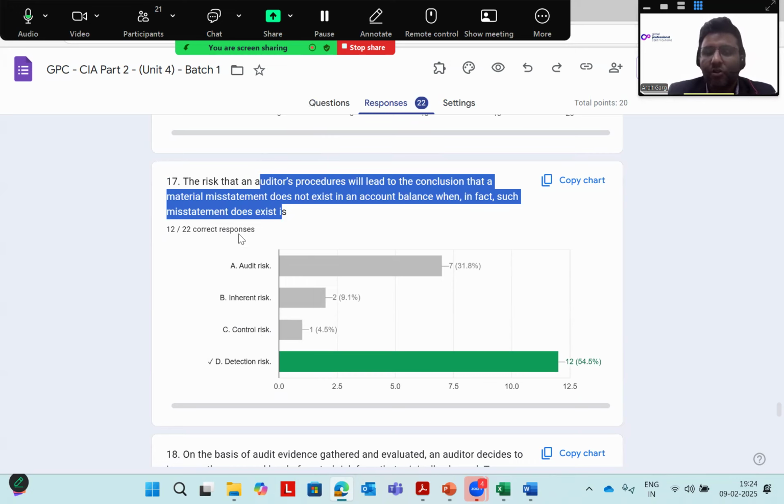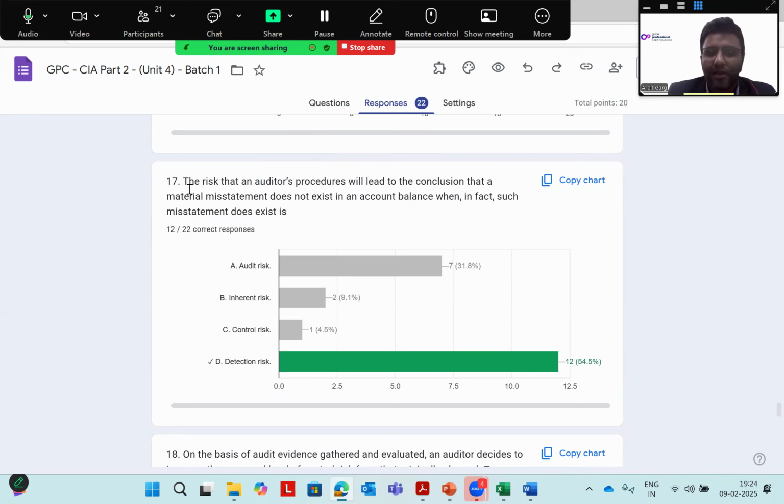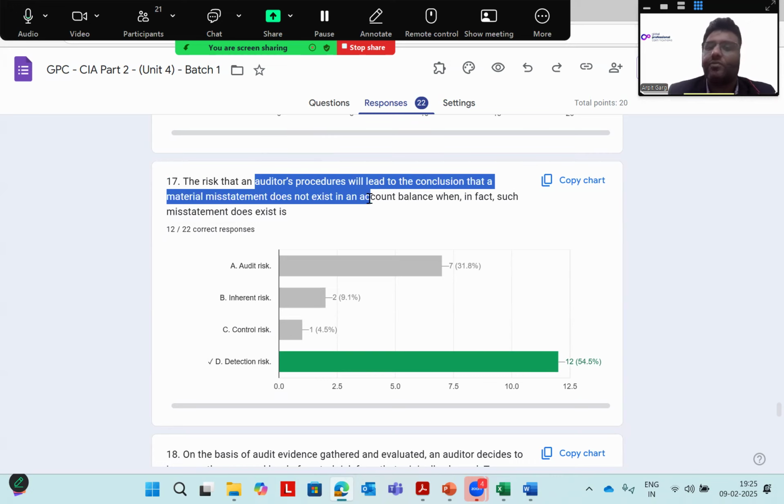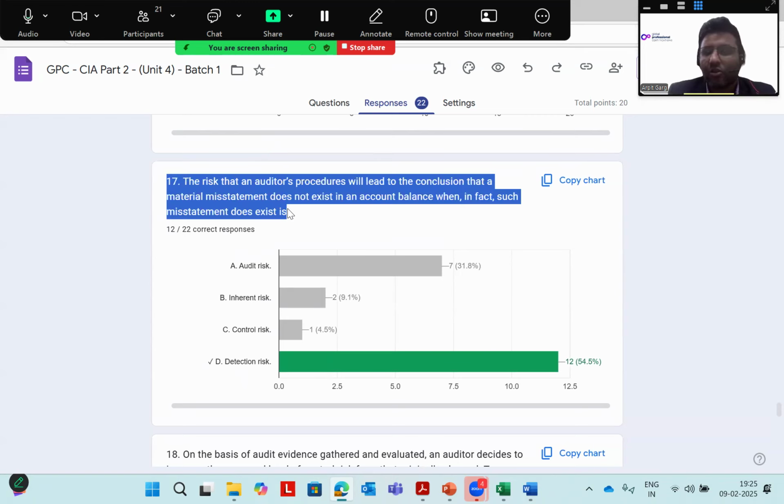Audit risk is that the auditor will lead to an inappropriate opinion. But here it is talking about the risk that an auditor's procedures will lead to the conclusion. So auditor procedures are the detection procedures, right? It is the engagement procedures we need to detect. So that's why it is talking about detection risk and not audit risk. Is that clear now? People, are you all clear?